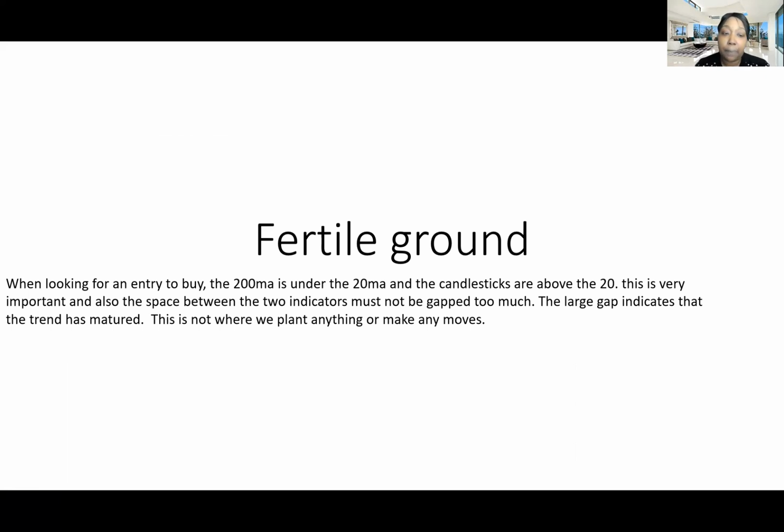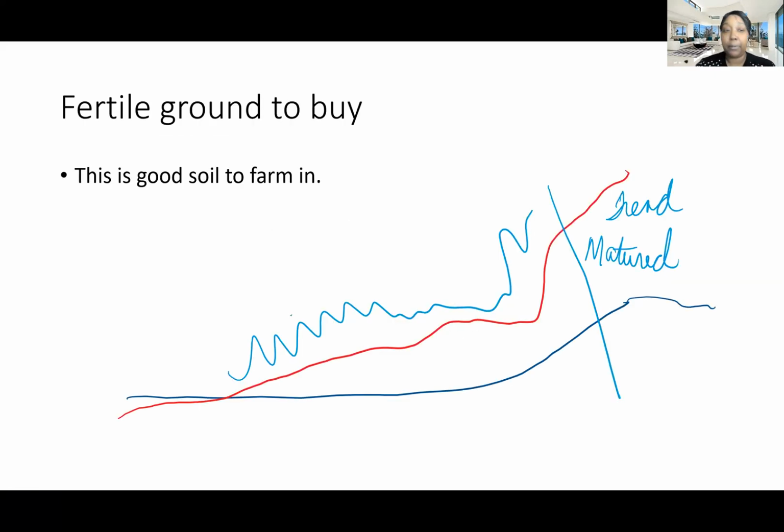This is very important. And also the space between the indicators must not be gapped too much, which I've shown you. The large gap indicates that the trend has matured, and most times you will notice that it will reverse. This is not where we plant anything or make any moves in those large gaps, right?